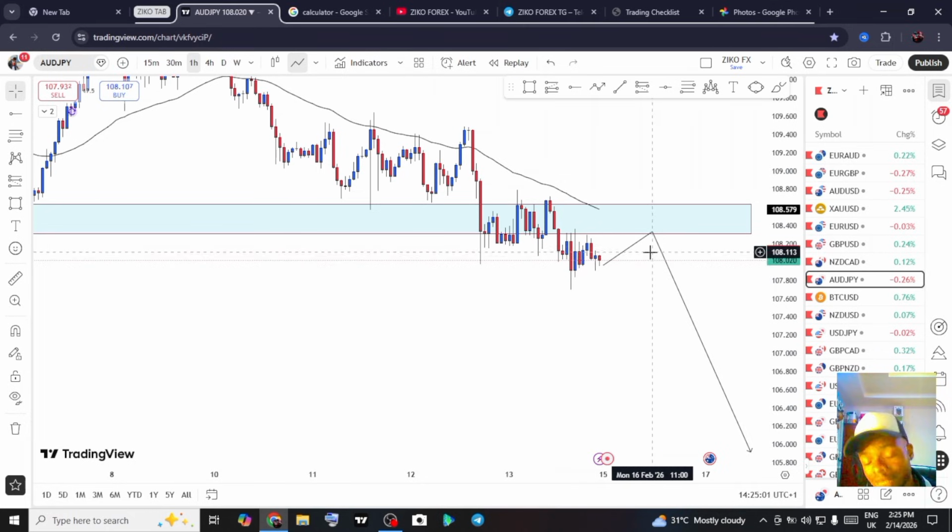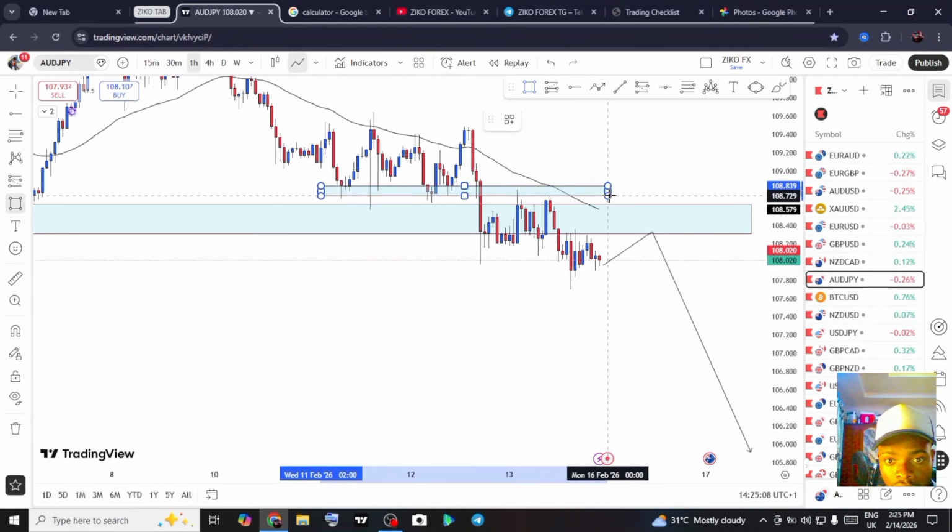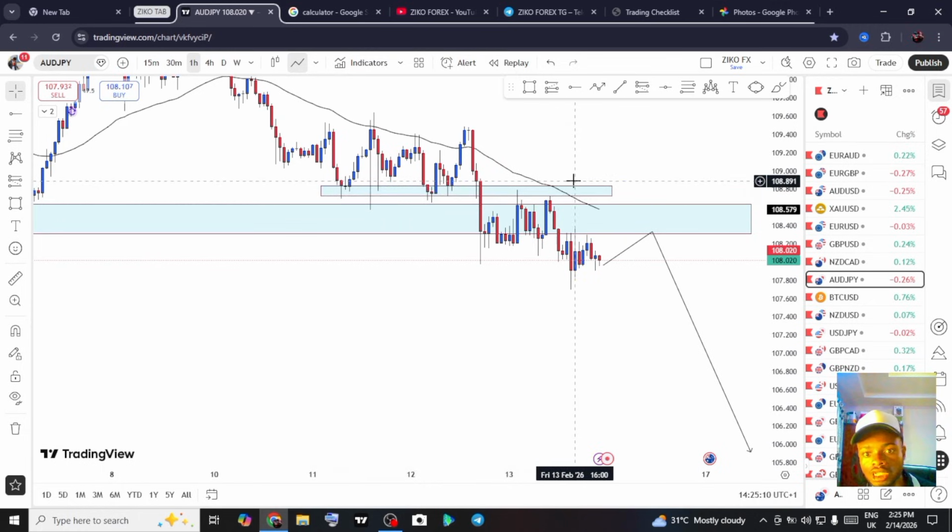So right now, I actually believe this market will continue selling, but we'll decide as soon as market opens on exactly what to do. Stop loss is going to be above this high, right? So let's just take note. Stop loss is going to be above this high. So that's pretty much it.